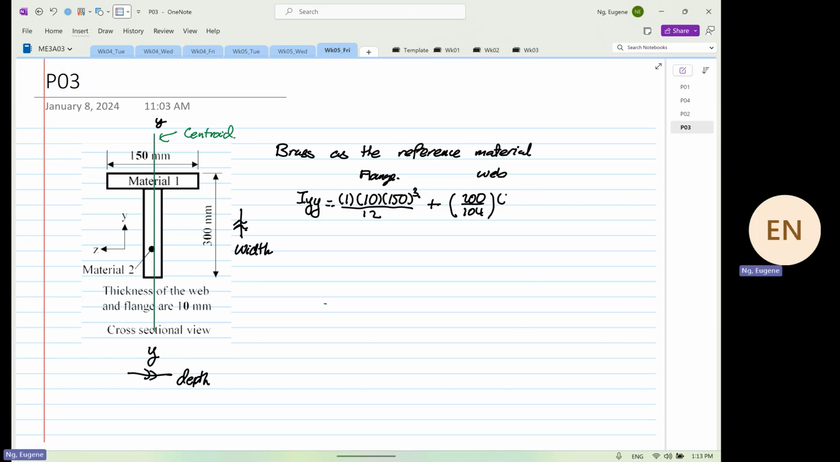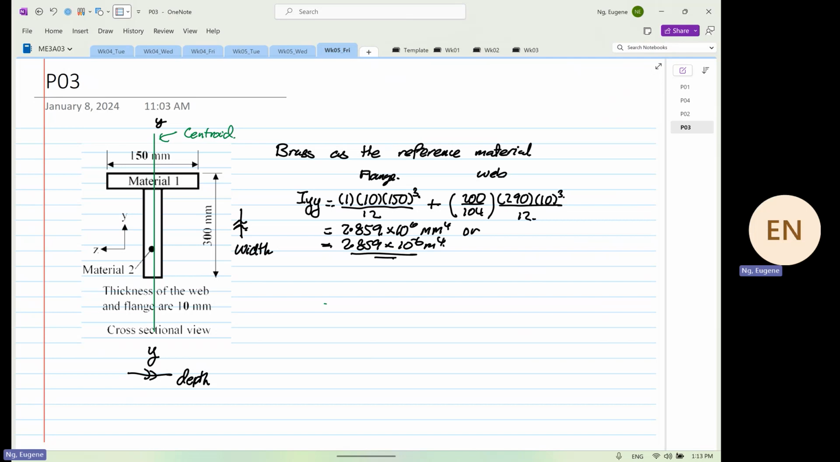The width is 290 and the depth is 10 cubed. Okay, and then the whole thing divided by what? Divided by 12. Okay, so this will be equal to 10 times 150 to the power 3 divided by 12, plus 200 over 104 times 290 times 10 to the power 3 divided by 12, which is equal to 2.859 times 10 to the power 6 millimeter 4, or 2.859 times 10 to the power minus 6 meter 4. That's why using engineering units will help you out a lot.